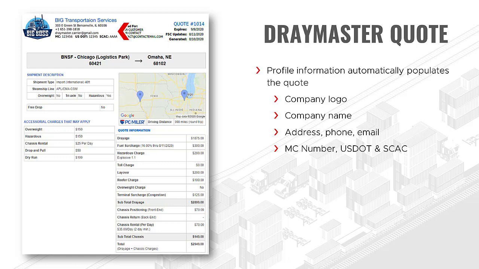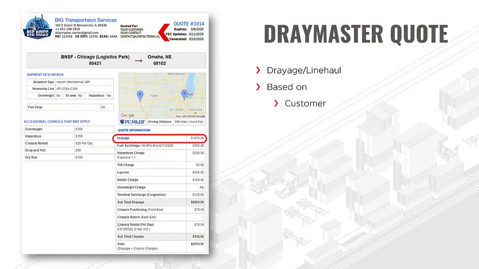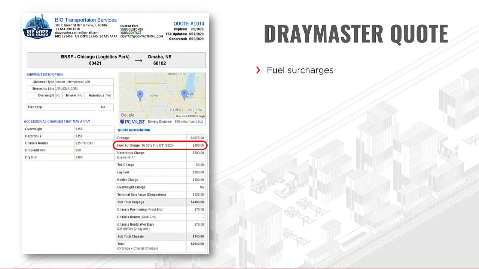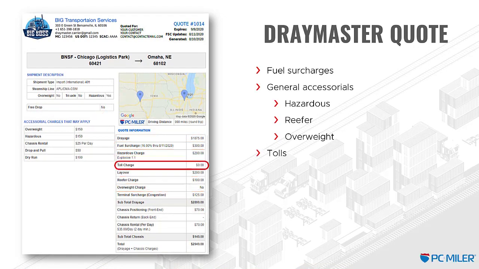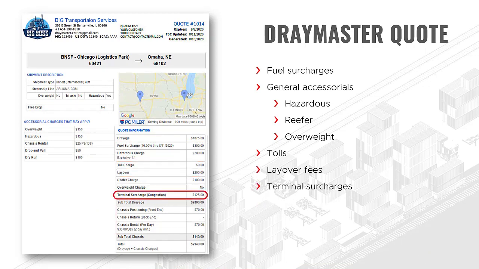This professional format also includes all the known charges, including line haul for this customer and this service territory, plus fuel surcharges, general accessorials, tolls, layover fees, terminal surcharges, and chassis charges.